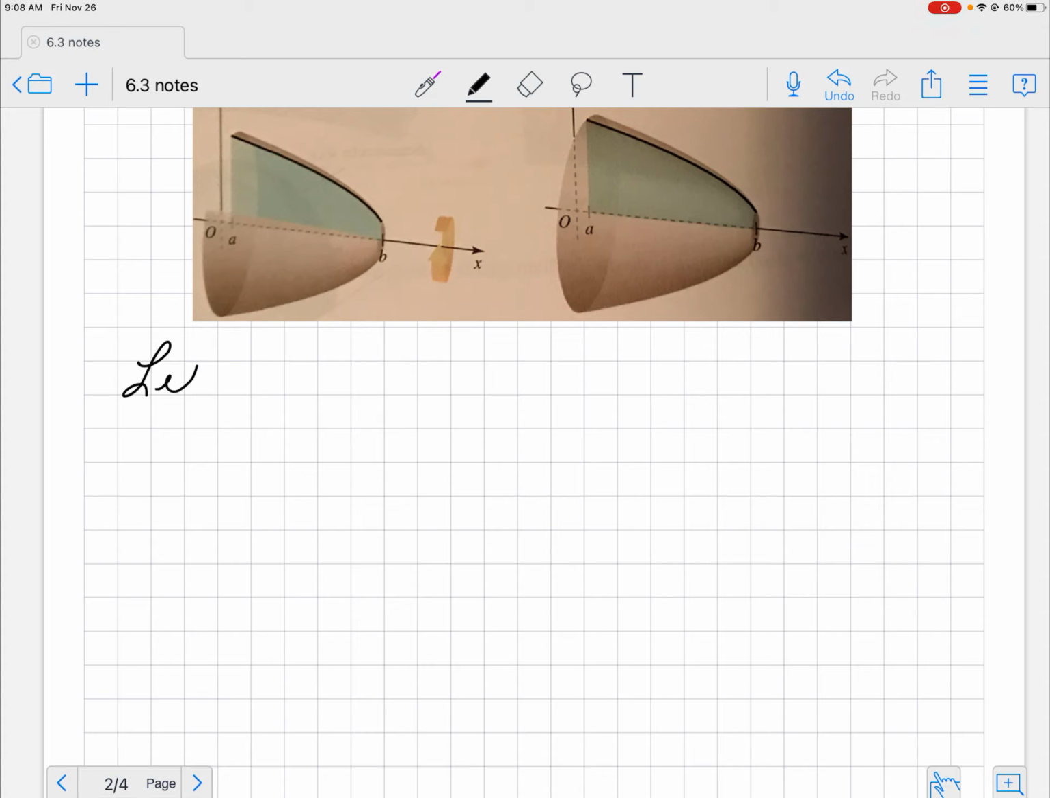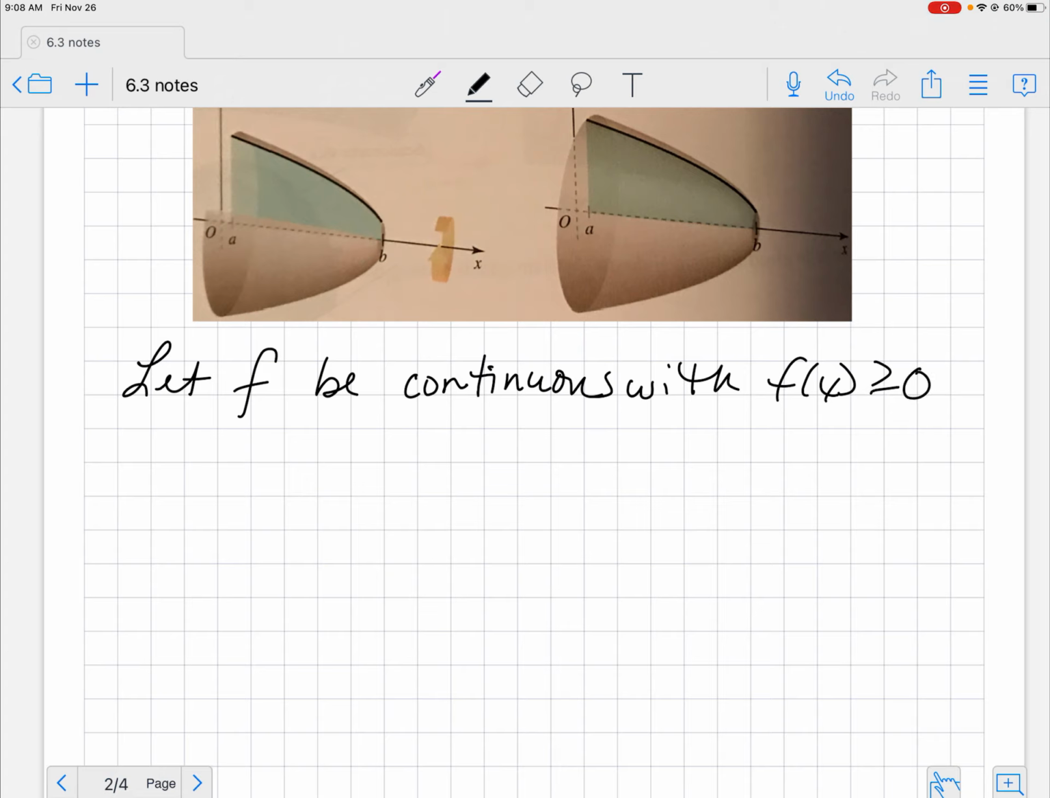So we're going to let f, my function, of course, be continuous with f of x greater than or equal to 0. So that tells me that this is above the x-axis. So I am starting above the x-axis, right, on the interval from A to B inclusive.